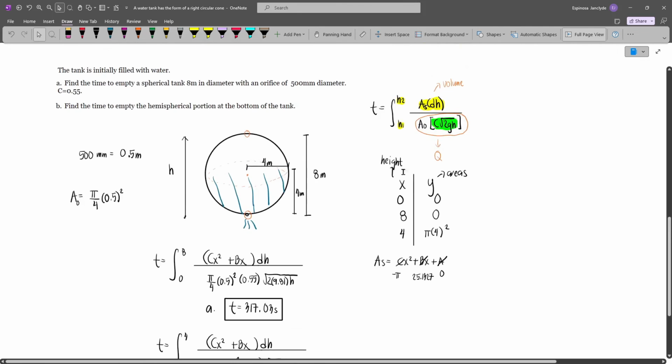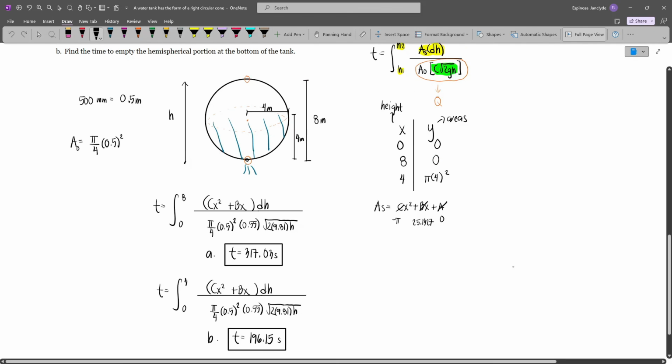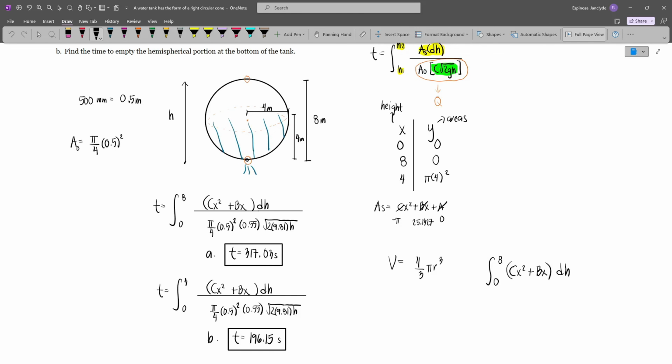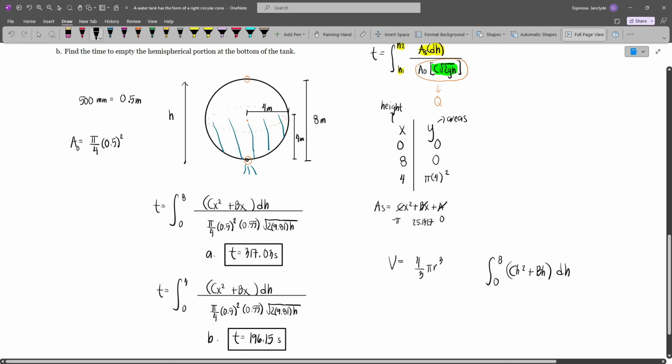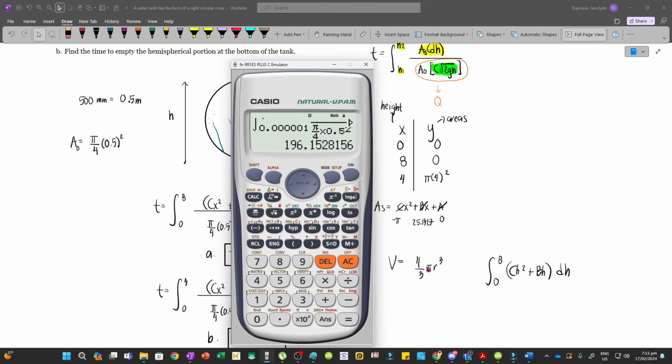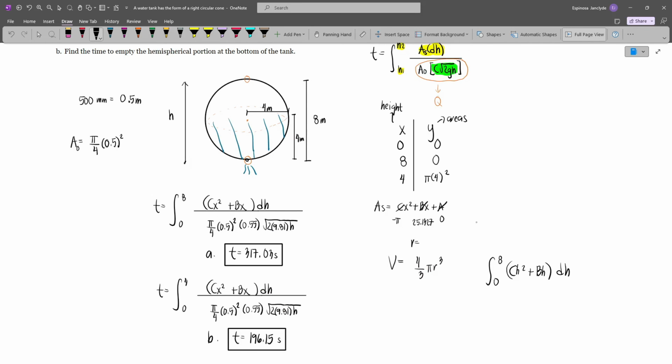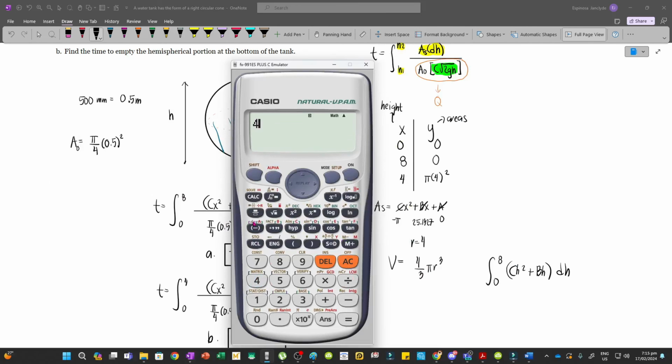Now, this is how you can check if your equation of AS is correct. Diba, we know that the volume of a sphere is 4/3 pi r cubed. Now, we can actually use the integral. We have from 0 to 8, kasi ito yung limits ng height natin. And then we have cx squared plus bx, and then dh. And then, by the way, this is just our h. Yan. Now, diba, if you are to solve the volume, yung radius natin is 4 meters. And so we have 4/3 times pi times 4 cubed. And so ito yung volume natin, which is 268.08.